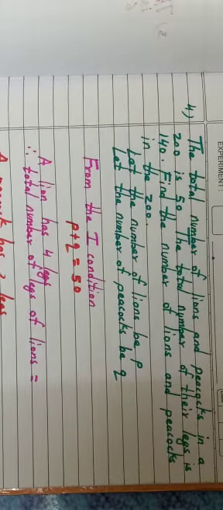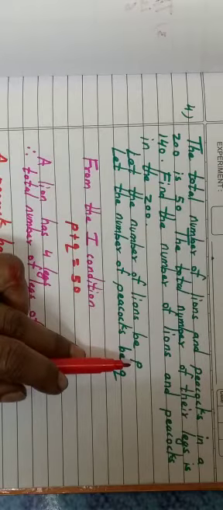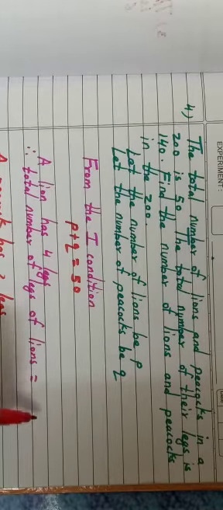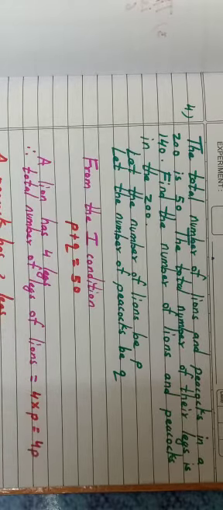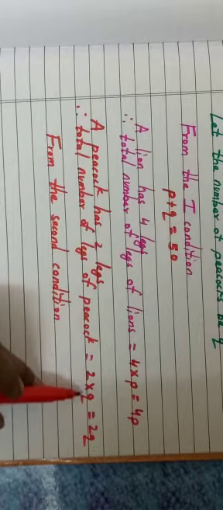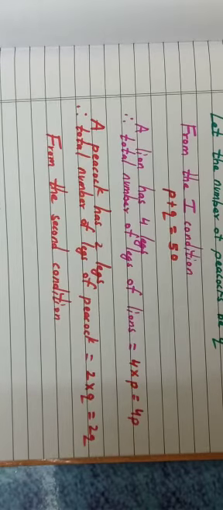Same way for the lion. One lion has 4 legs. And how many lions are we having? P lions. So the total number of legs of lions will be what? It will be 4 into P, which is equal to 4P. Right? And for peacocks, a peacock has 2 legs. So the total number of legs of peacocks will be 2 into Q, which is equal to 2Q. Okay. Now this we have completed.